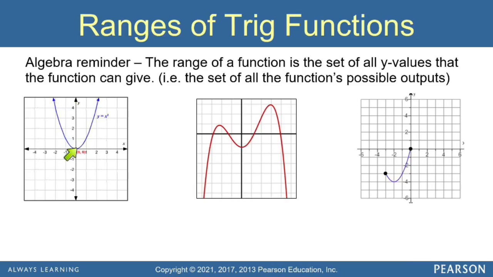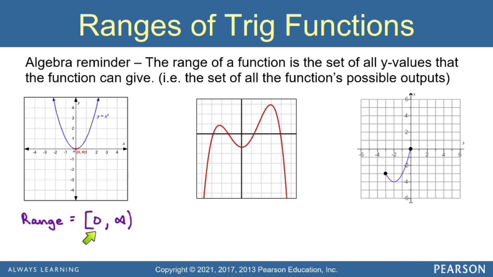So for this first graph, the lowest y value is 0, and the graph goes up forever, so the highest y value is infinity. In other words, there's not a highest y value. So we could write that the range of this function goes from 0 to infinity.